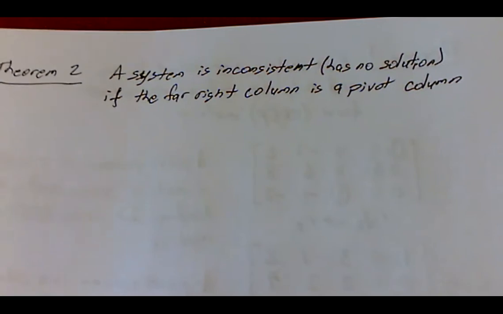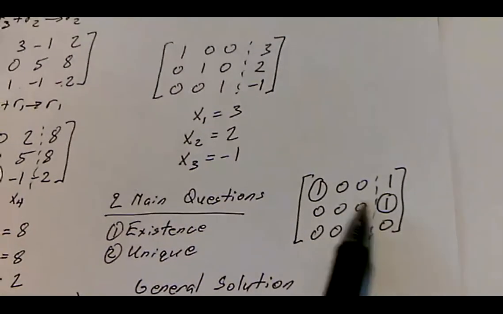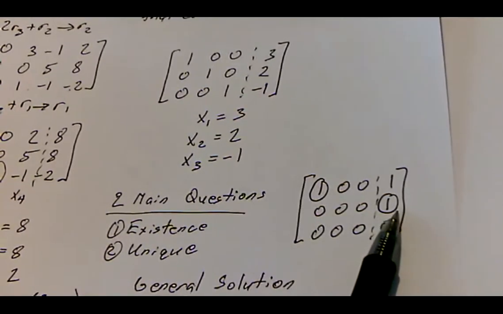Because if you think about what that augmented matrix form looks like, with the equal sign, we're saying 0 equals 1 here, which is obviously a problem.